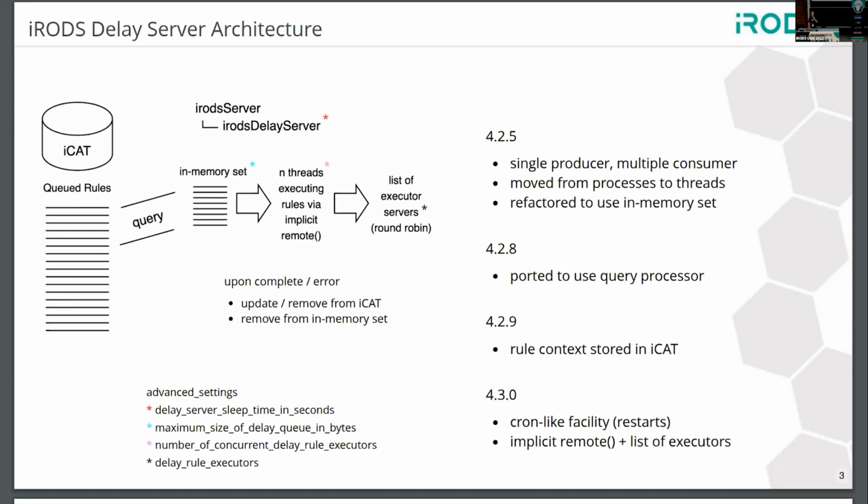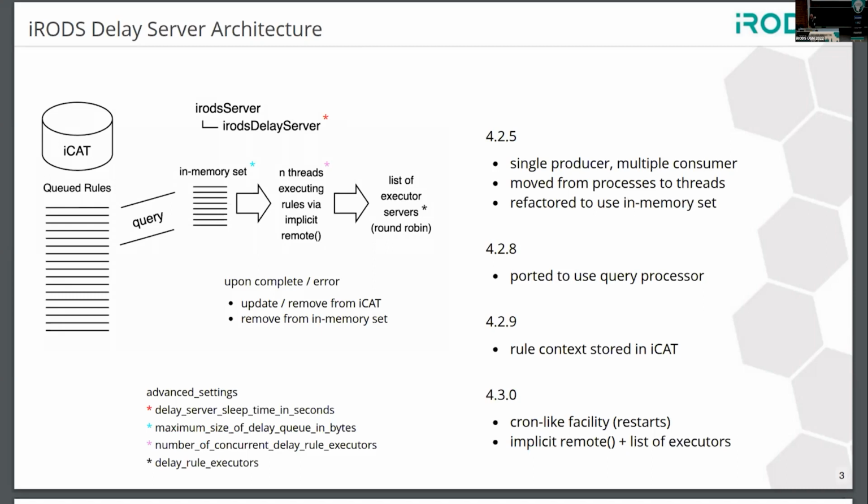A duplicate execution. It's also important to understand that this works because there's only one delay server in the zone, right? If you had more than one delay server and they're running the same code, they're going to get the same results because they're going to run the same query. We don't want that. So there's only one delay server in the zone. This is important.